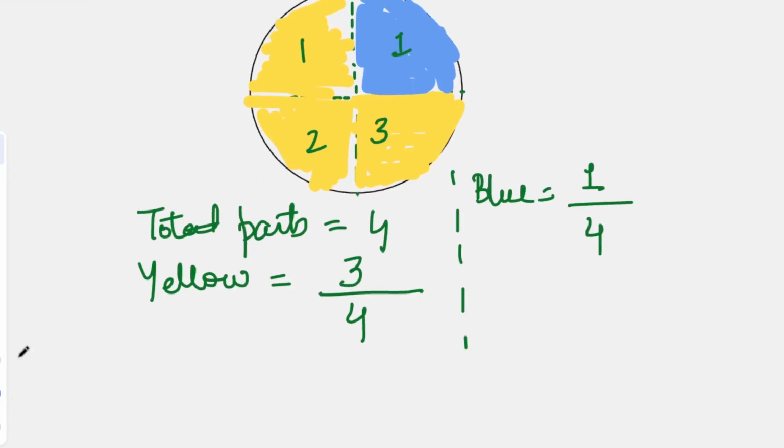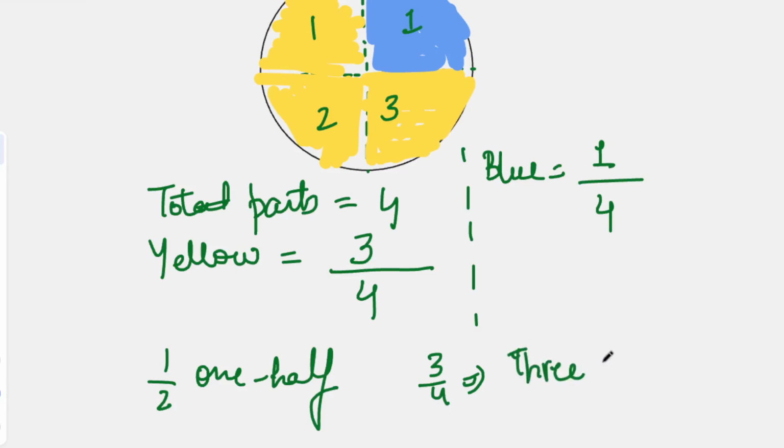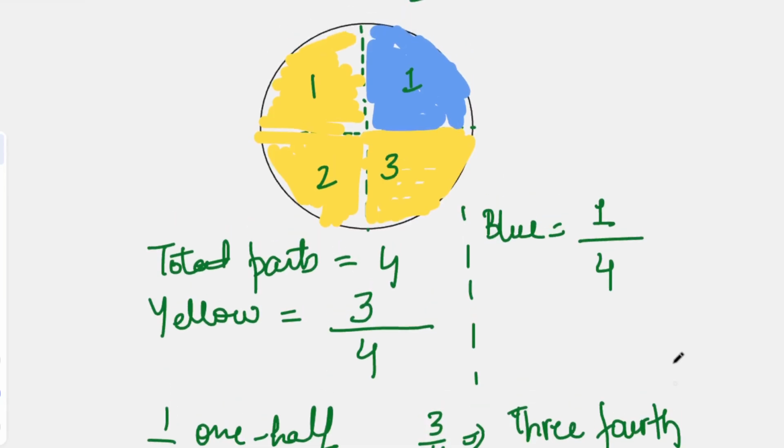So now, like 1 by 2 is called as 1/2, right? Similarly, 3 by 4 we can call it as 3/4, right? So the yellow color is occupying 3/4 of this circle, and blue color occupies just 1/4 of this circle, right? So these are the different terminologies that are being used when you deal with fractions.